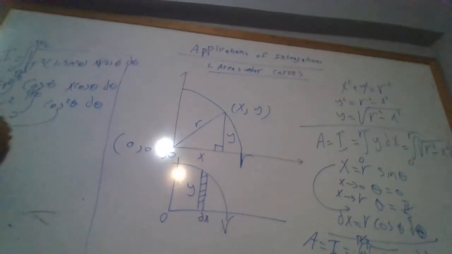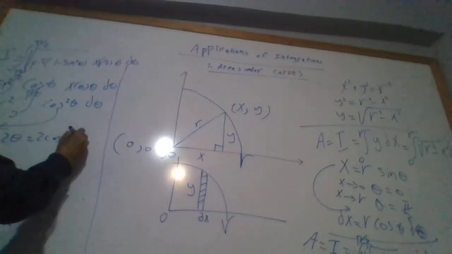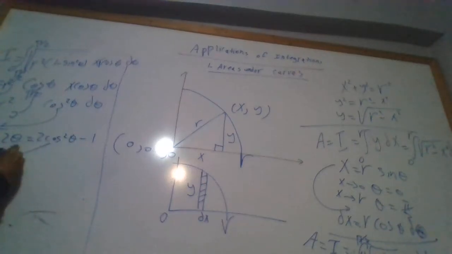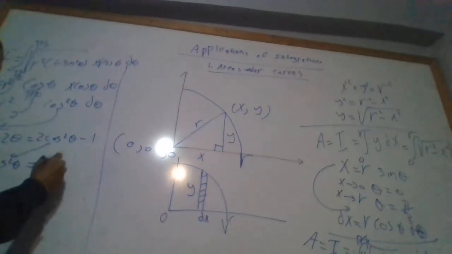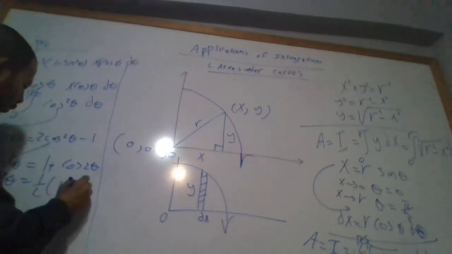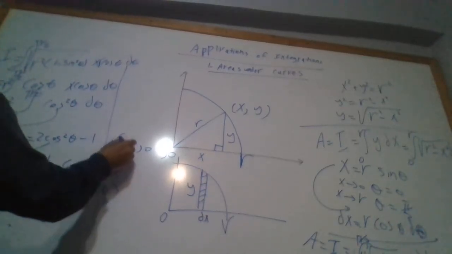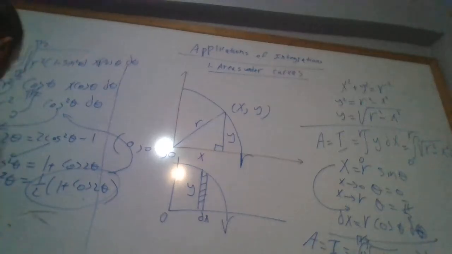Now we should remember our double angle rules. We have cosine 2 theta equals 2 cosine squared theta minus 1. Therefore, 2 cosine squared theta equals 1 plus cosine 2 theta. After that, cosine squared theta equals half times 1 plus cosine 2 theta. This formula, we can use it to solve this integration. Therefore, our integration will be like this.